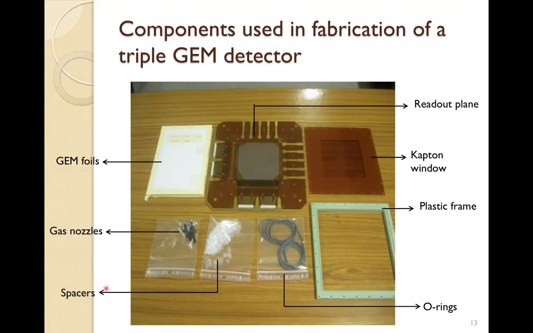There are also some spacers to keep a constant, fixed separation between the GEM foils. As I told, we usually build triple GEM, quadruple GEM, so we need uniform separation between the GEM foils, and we also need gas nozzles for gas inlet and outlet. So these are the general components. The components and the picture I am showing are only for small prototypes. These detectors you can build in your institute, wherever you want to set up a lab. So this is the first step you need to do.